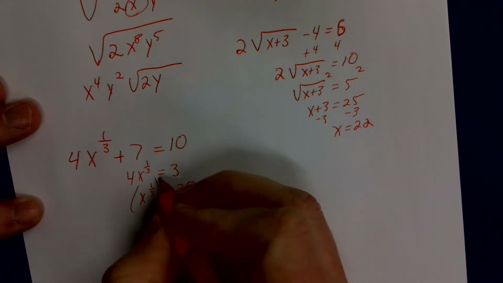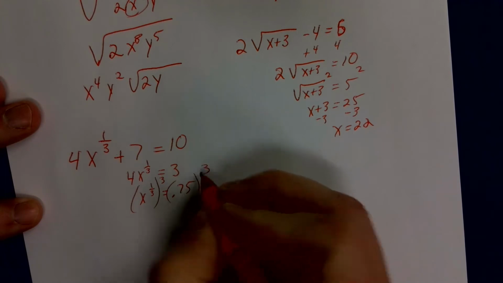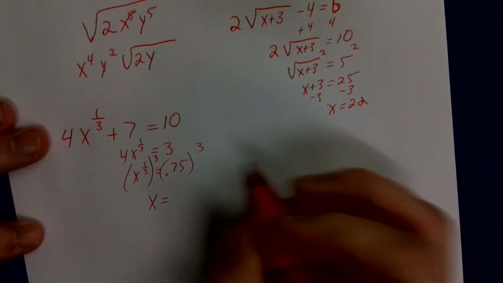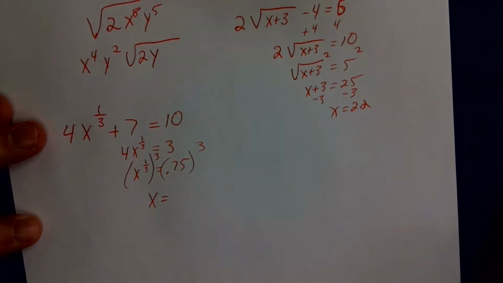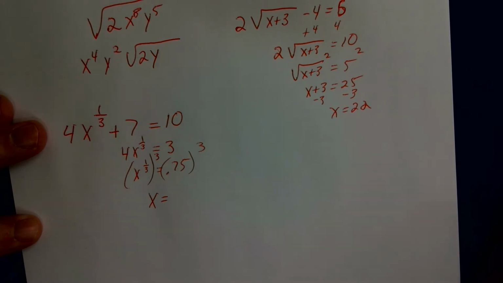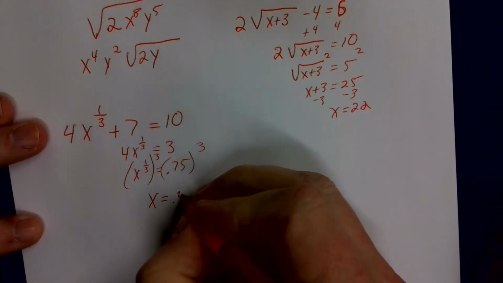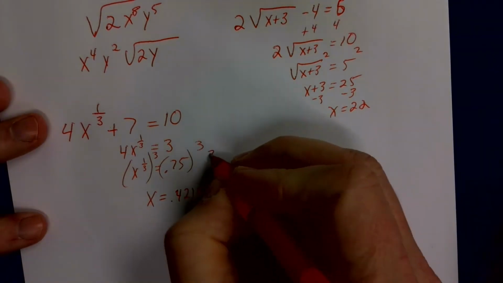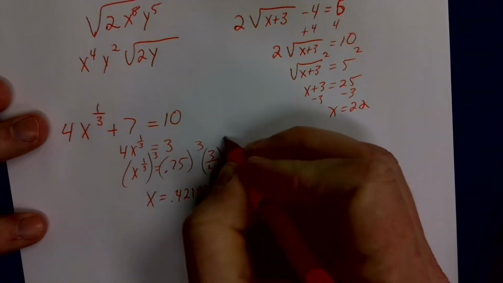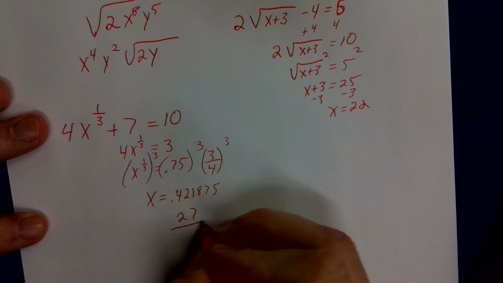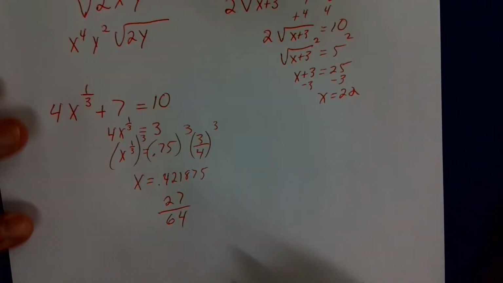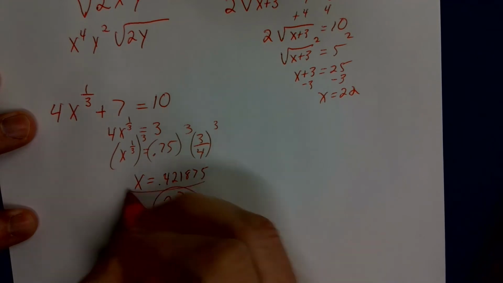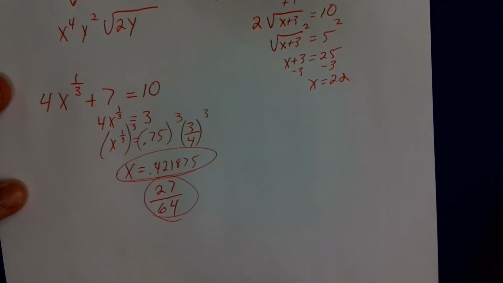And to undo a 1/3, I raise it to the third power. And x equals 0.75 raised to the third power. Pull out my handy dandy calculator, 0.75 raised to the third, and I get 0.421875. The other way I can think of it, it was 3/4 that I raised to the third power, and that's 27/64. So either of these are fine as a fraction or as a decimal approximation.